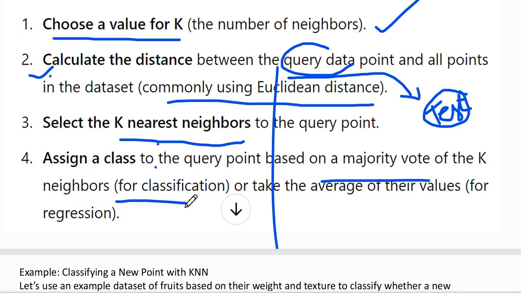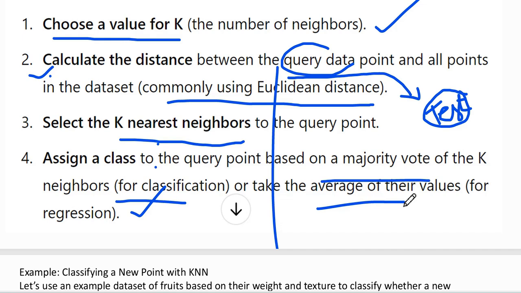For example, let's say k equal to 3. The first point is class A, the second point is class A, the third point is another class. The majority is class A. That's why the given test point belongs to class A. This majority voting technique we use for classification. Whereas in a regression problem, we already know that k equal to 3 means we have to pick the k smallest points.